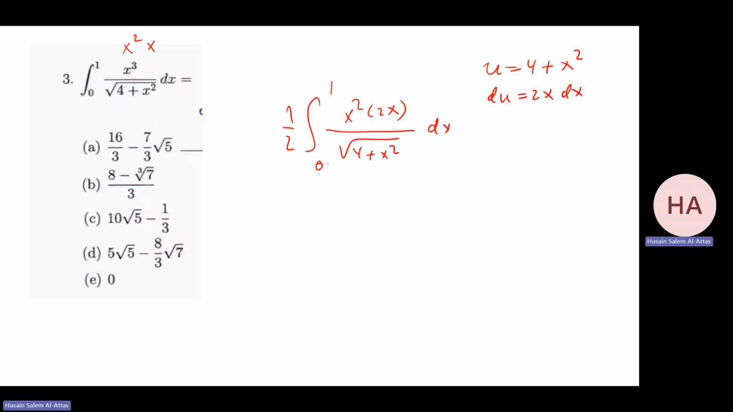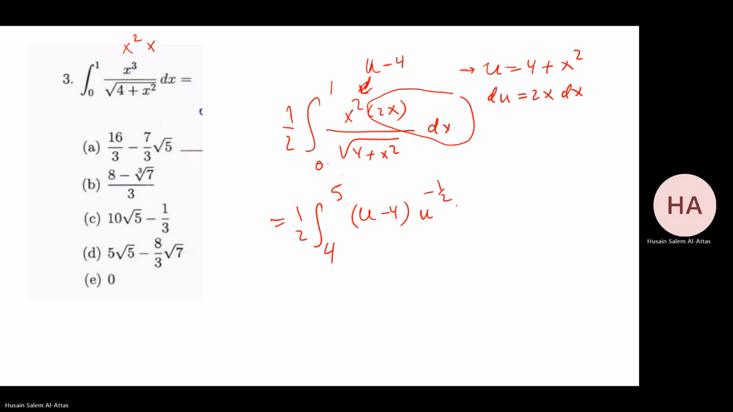Now everything is ready. This will be my du. This will be, take u minus 4. And this is square root of u. So I have half. What will be the limits? 4 and 5. 4 to 5. I have what? x squared is u minus 4 from here. So I have u minus 4 du. And I have u to the power minus half du.